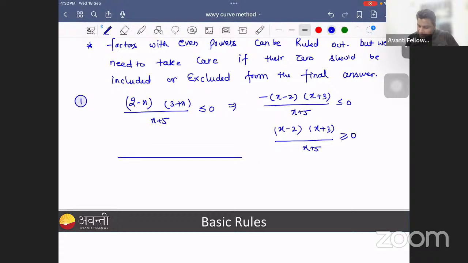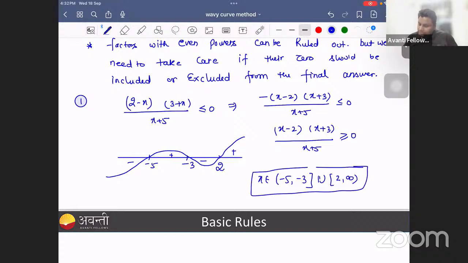Now make the number line. Mention all the roots in their increasing order: minus 5, minus 3, and then 2, and then make the wave. So plus, minus, plus, minus. What are we looking for? We are looking for the positive region. So x belongs to minus 5 to minus 3 inclusive: minus 5 excluded, but minus 3 included, because equality is there, so minus 3 also satisfies the inequality. Union 2 to infinity inclusive. Got it?